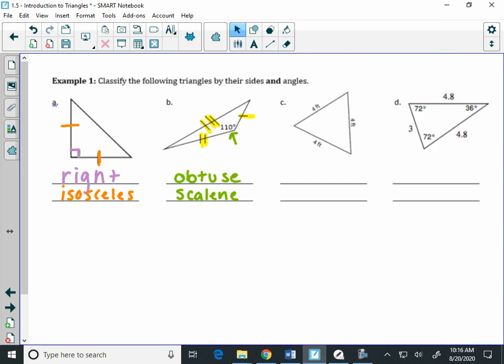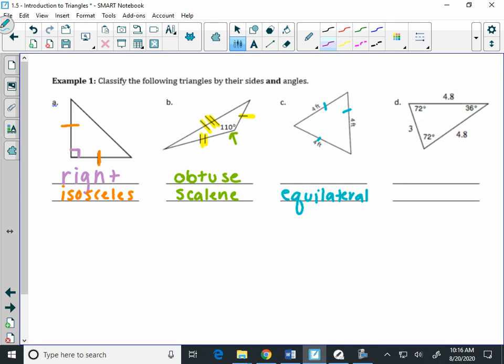If we take a look at C, I notice all 3 sides are the same. And again, it's not drawn to scale. Those sides are not 4 feet. It's just labeled as that. All 3 sides are the same, and that means it's equilateral. I'm going to write it on the bottom just to stay consistent. All 3 sides are congruent, therefore it's an equilateral triangle.